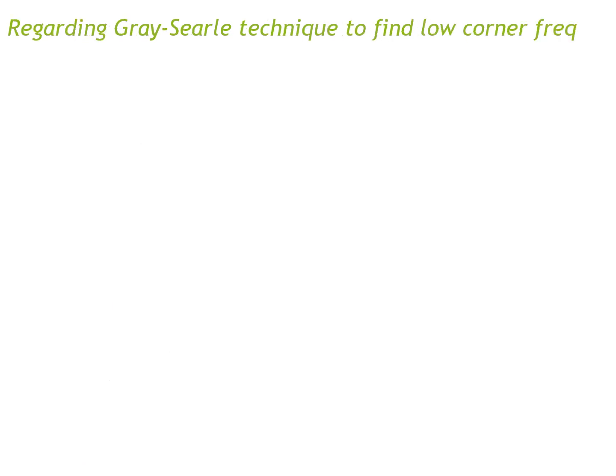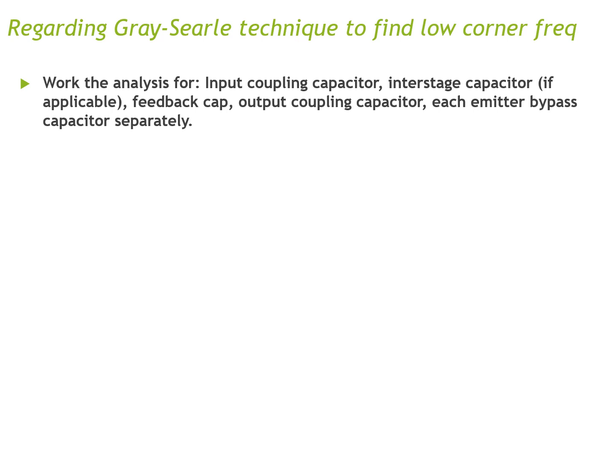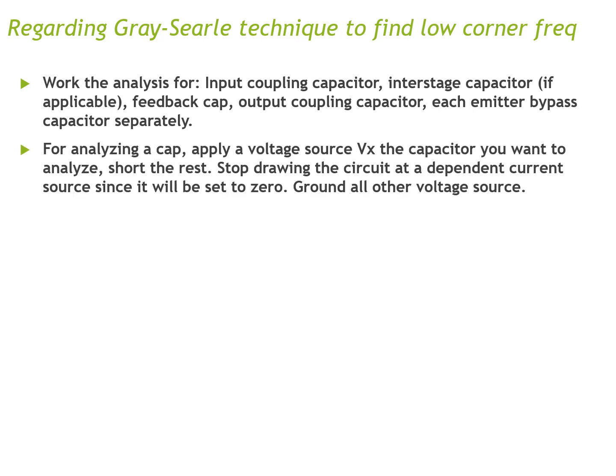I'll explain that later. So regarding the gray shell technique, basically you have to work on each capacitor separately. So for each capacitor that you analyze, this is what you do. You're gonna apply a voltage source Vx at the capacitor that you want to analyze. So replace the capacitor with the voltage source Vx. What you need to do is find the resistance at that point by dividing Vx by Ix. You short the rest of the other capacitors. You're gonna stop drawing the circuit when you see a dependent current source, since it will be set to zero. Then you're gonna ground the other voltage sources.